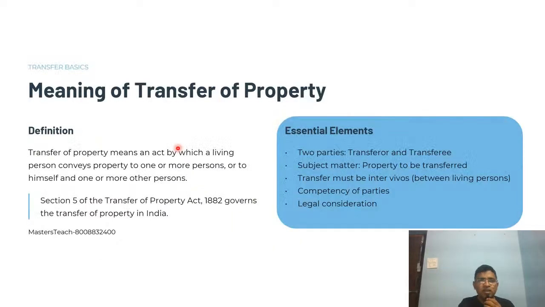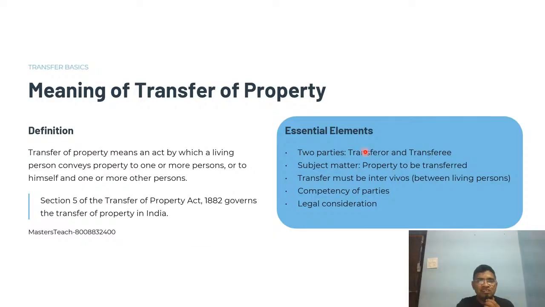So meaning of transfer of property. So transfer of property means an act by which a living person conveys the property to one or more persons, or to himself and one or more other persons. So you have to remember Section 5 of the Transfer of Property Act 1882. It governs the transfer of property in India.